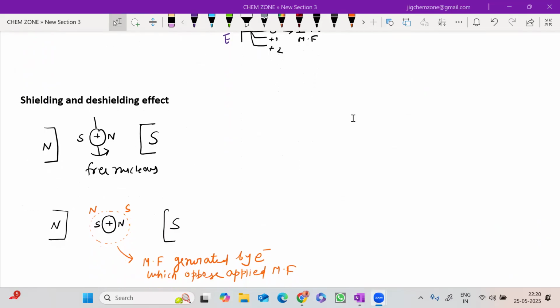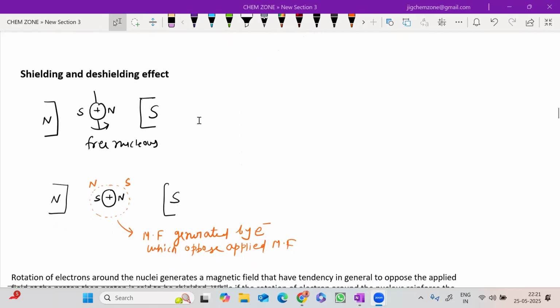So definitely due to those surrounding electrons, magnetic resonance gets affected. And how it gets affected can be discussed under the topic shielding and de-shielding effect. Till now we discussed a free nucleus. Now we know that electrons revolve around the nucleus, so they also generate a magnetic field. Generally, the magnetic field generated by electrons has a tendency to oppose the applied magnetic field.